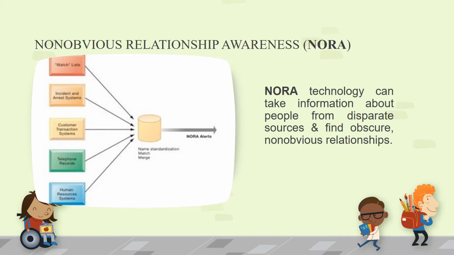Non-obvious relationship awareness, NORA. NORA technology can take information about people from disparate sources and find obscure, non-obvious relationships. Watch list, incidents and arrest system, customer transaction system, telephone records, human resources system, and NORA alerts.